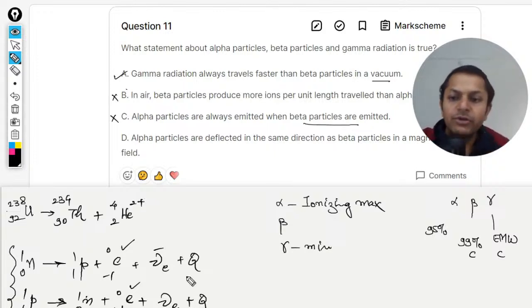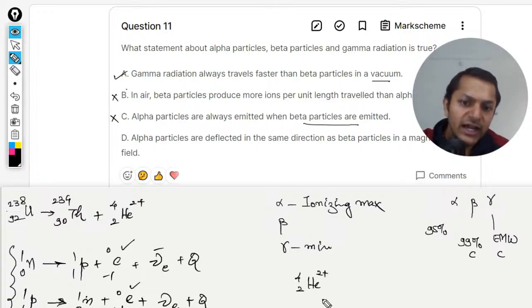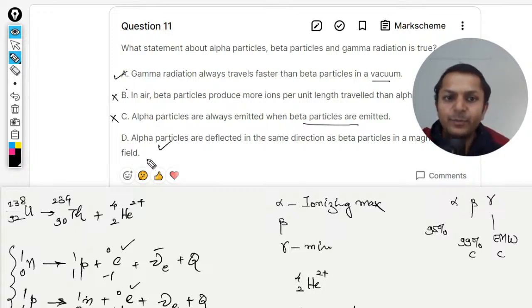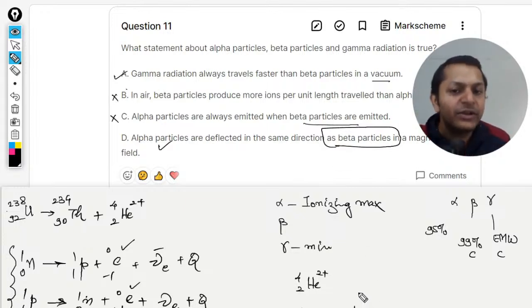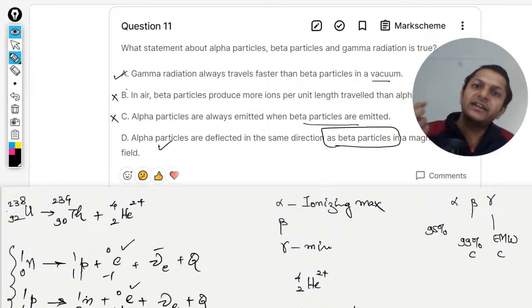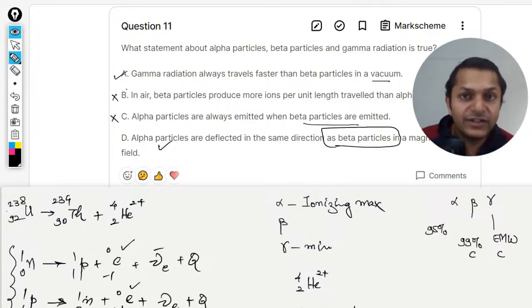Of course not, because alpha is positively charged here. Alpha is a helium nucleus and has 2 plus charge, and beta particle is actually an electron. So beta minus is negative, beta plus is positive. So this is partially correct, because they have written beta particles. No, beta plus would be deflecting in the same direction. Beta minus will be deflecting in the opposite direction because it is negatively charged.